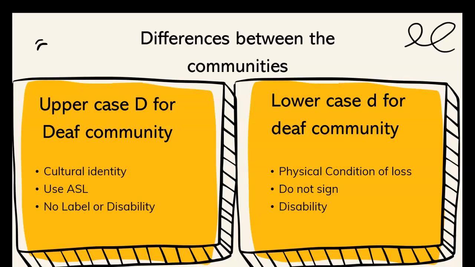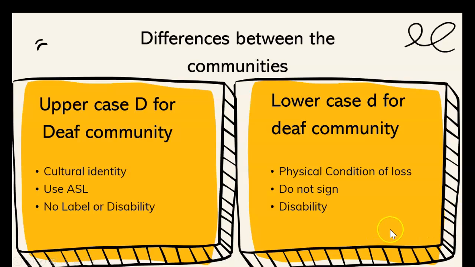I will point out at least 3 major differences between the two. If you look on the left-hand side, the uppercase D for Deaf, we're talking about culture, identity, using ASL, no label or disability. What that means is the uppercase D in Deaf indicates a cultural identity for people who are born deaf, have hearing loss, or lose their hearing over time. Secondly, they prefer to use sign language to communicate because it was their first language, and have attended school for the deaf. Lastly, individuals in this community may not label themselves as hearing impaired, as they haven't lost anything and don't see it as a disability.